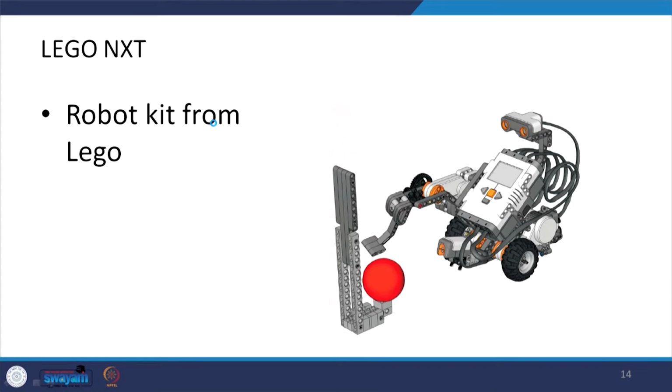The next example which I want to talk about is the Lego NXT. It is a basically simple kit which these days in many labs is used just to demonstrate what the various mechatronics components are, okay. So this robotic kit is from Lego. Here again we will be seeing the various actuators, sensors and the controller.